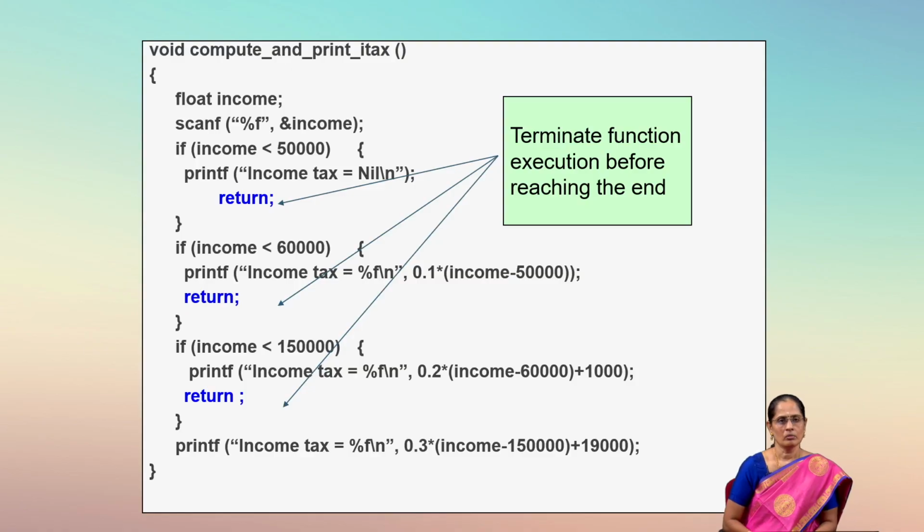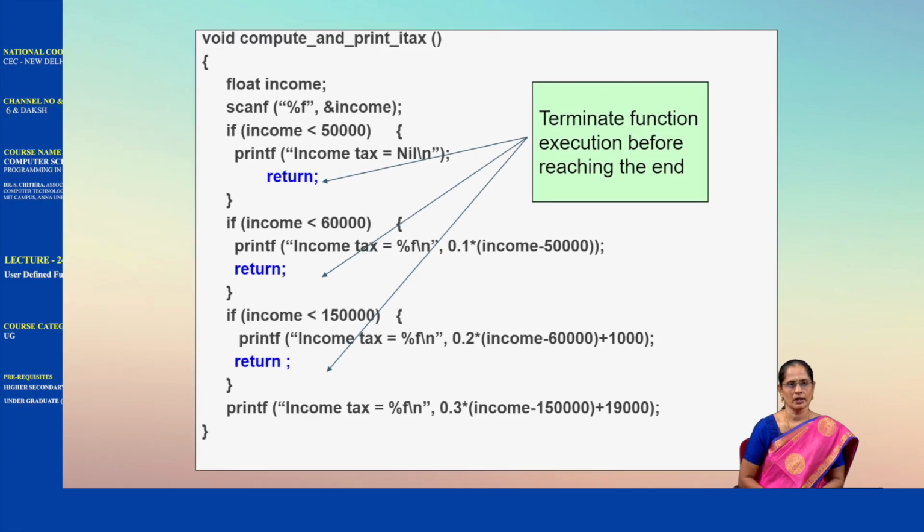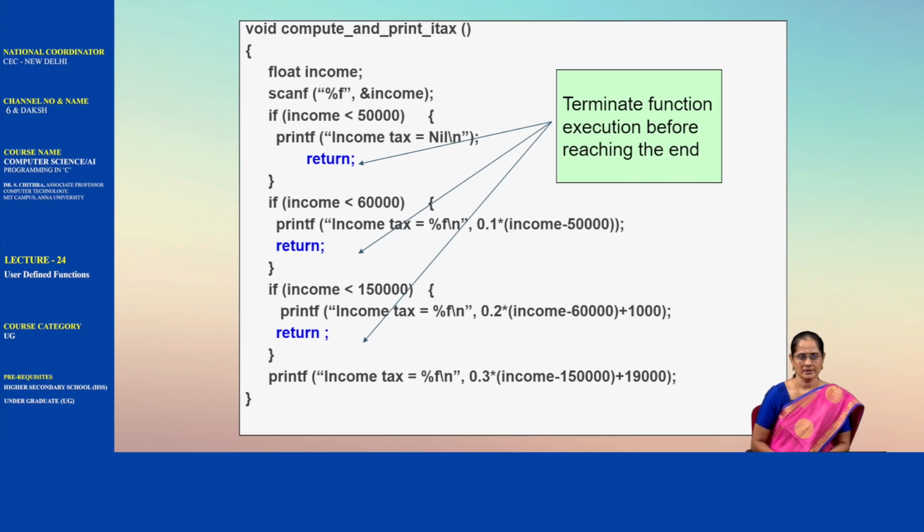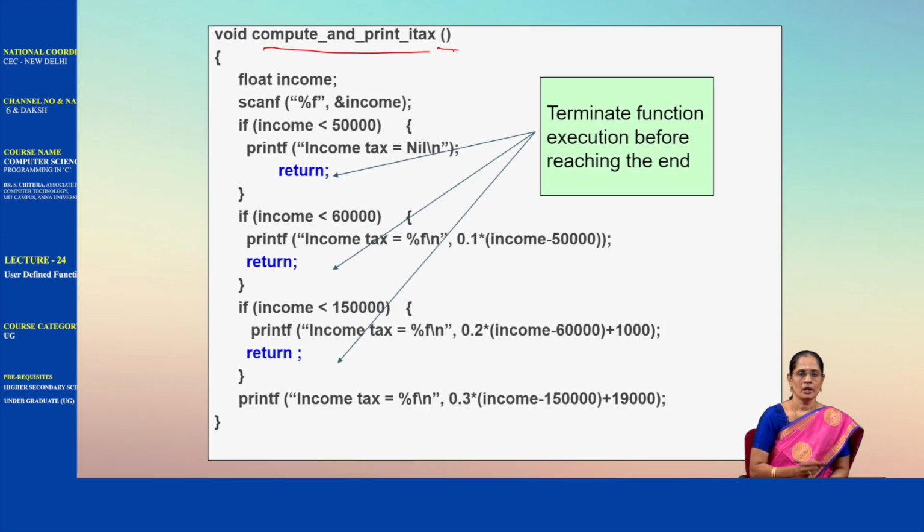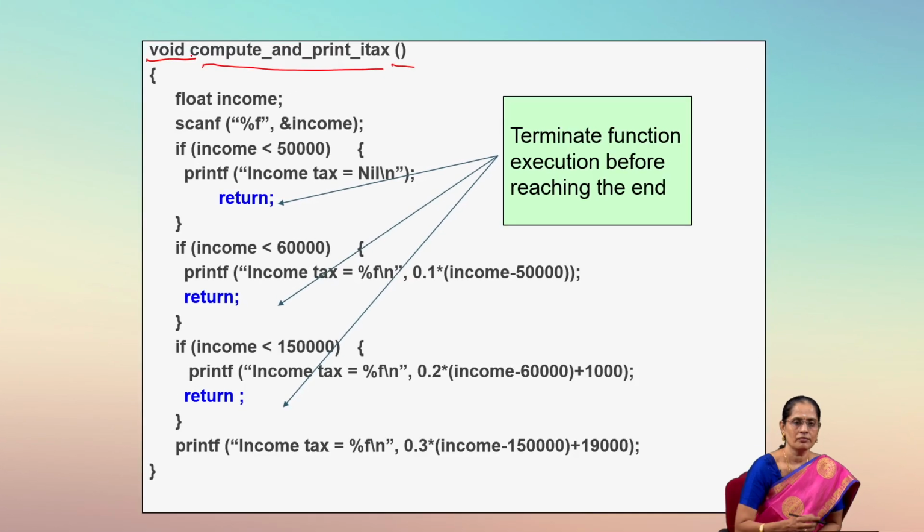So, here we will take one example. Here we can see compute and print itax is a user defined function. From the function statement itself, we will be able to identify that it is not taking any parameters as input and it is not returning any value. So, both are void. However, to indicate to the compiler that the compilation of the function is over, we use a return statement with just a semicolon, even though it is not returning any value.